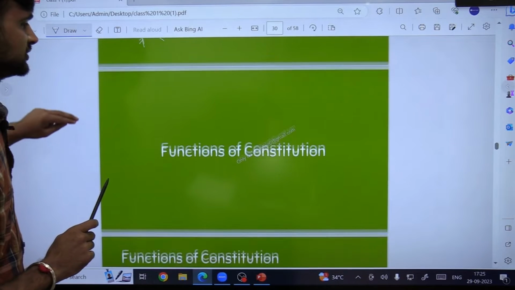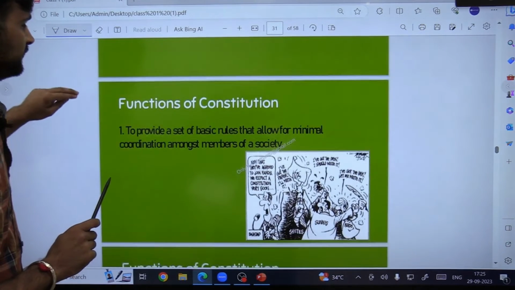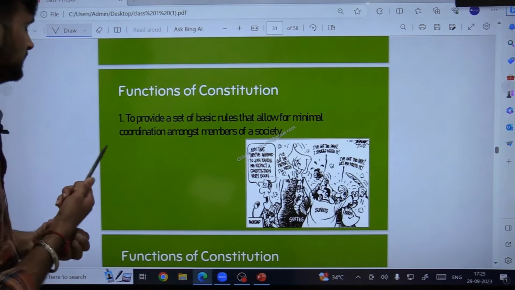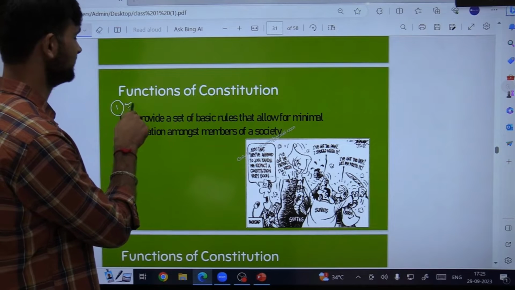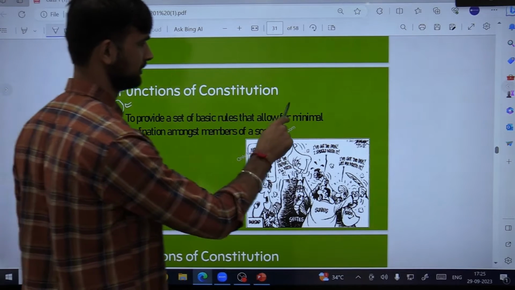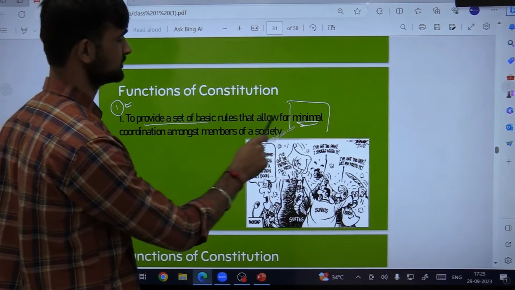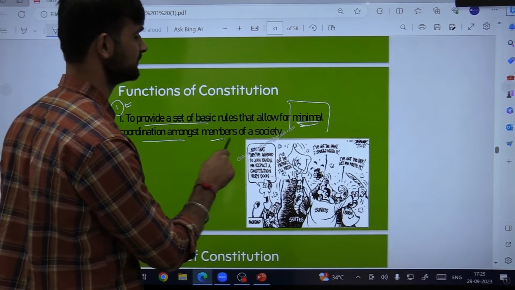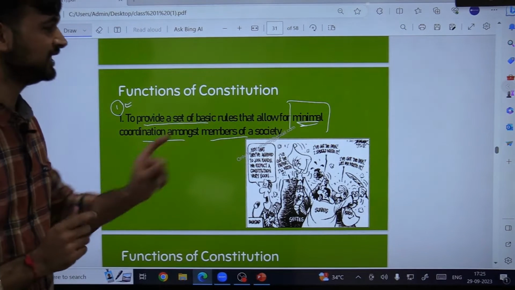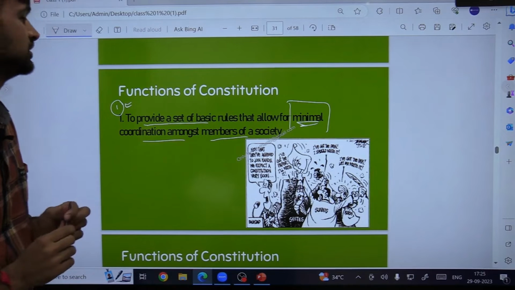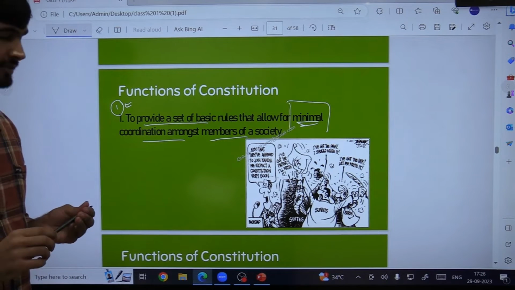The functions of the constitution. First and foremost, you can be directly asked a prelims question. A single statement will be given: to provide a set of basic rules that allow for minimal coordination amongst members of a state. Itni toh coordination honi hi chahiye. Okay, minimal coordination, to ensure minimal coordination between the members of the state, the constitution is written.